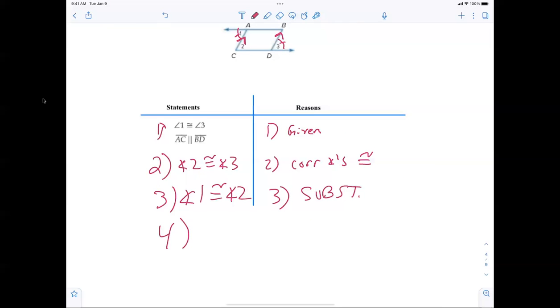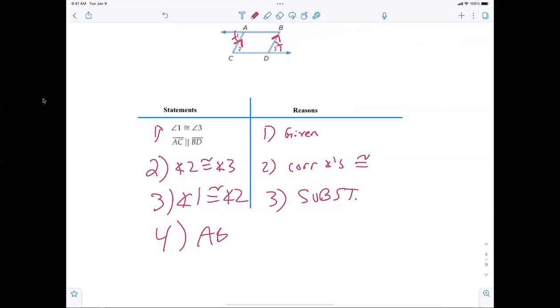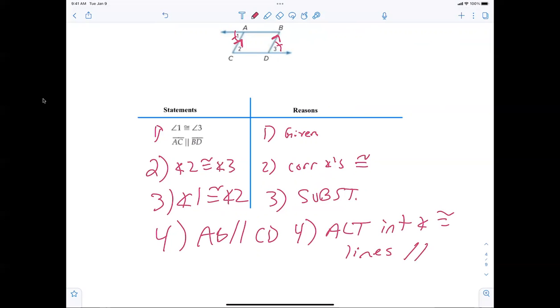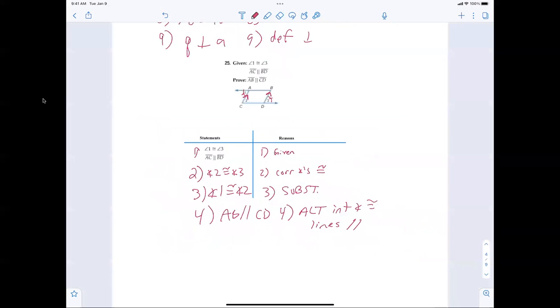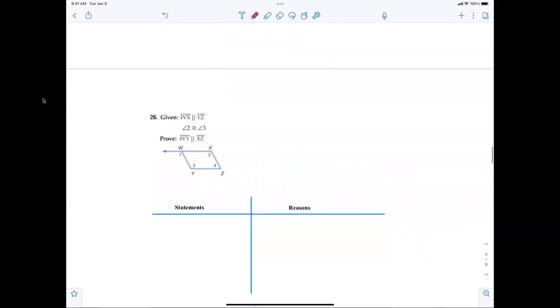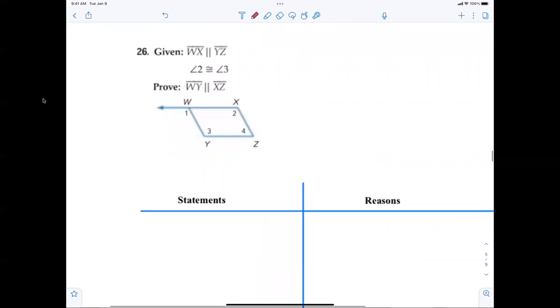Thank you, sir. Good job. And then what? Alternate interior angles, congruent lines, or parallel. That's perfect. Perfect, perfect. All right, I'm pretty happy. What? Oh, you're going to try the next one. All right, I think it's kind of similar.